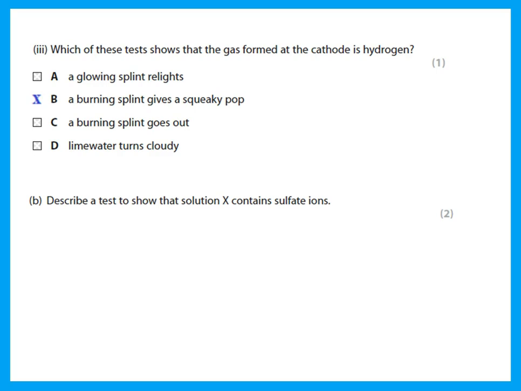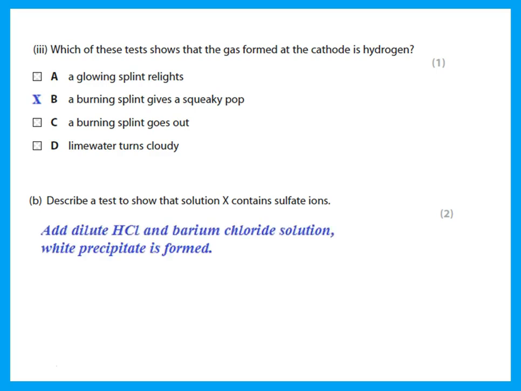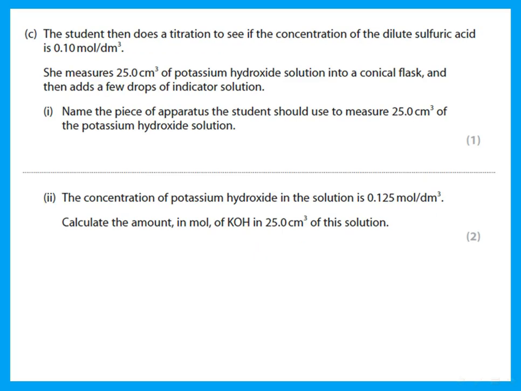Describe a test to show that the solution X contains sulfate ions. What was the test for sulfate ions? Add dilute HCl and barium chloride, or remember I could also say add dilute nitric acid and barium nitrate. Anyway, any of these with sulfate would give me a white precipitate.